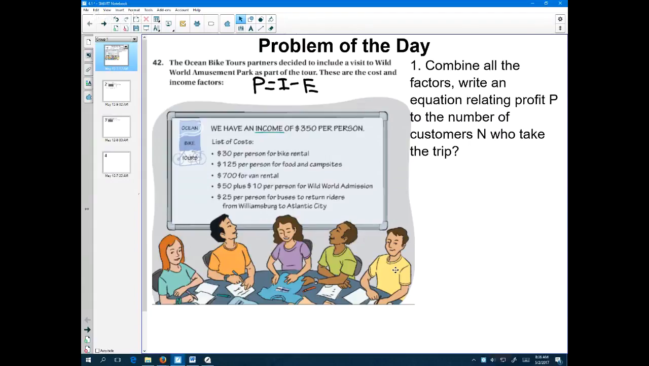Maybe I'll let you guys work on this together and figure it out. This was supposed to be your homework problem, but I did it for problem of the day. So I'll give you 10 minutes to figure this out. I want the correct equation. You're not solving anything, no calculators.